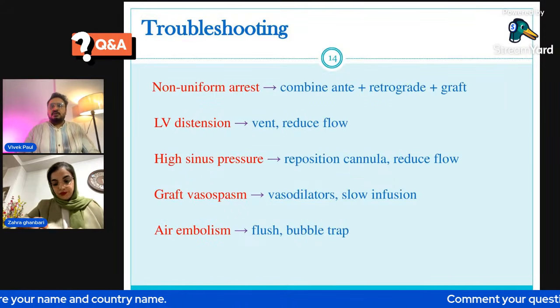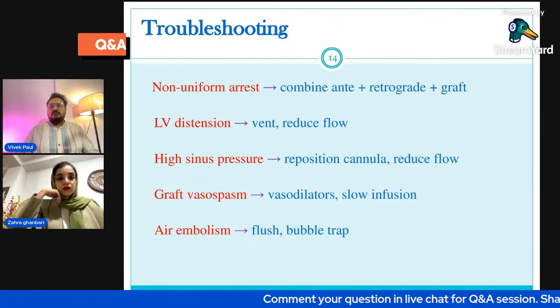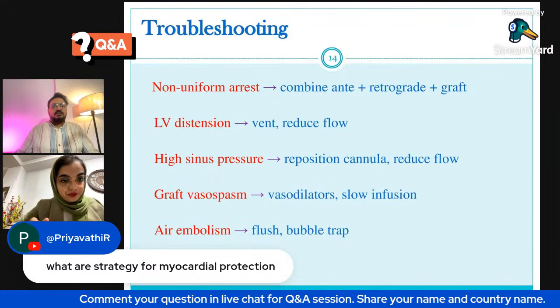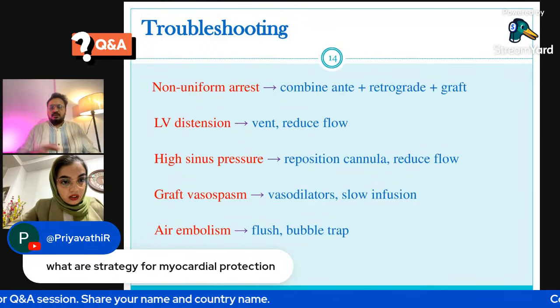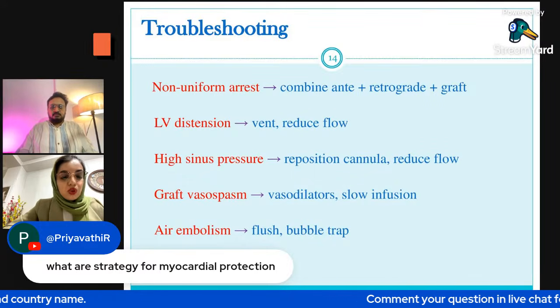So, we have a question over here. It's from Priyavati, from India. What are the strategies for myocardial protection?